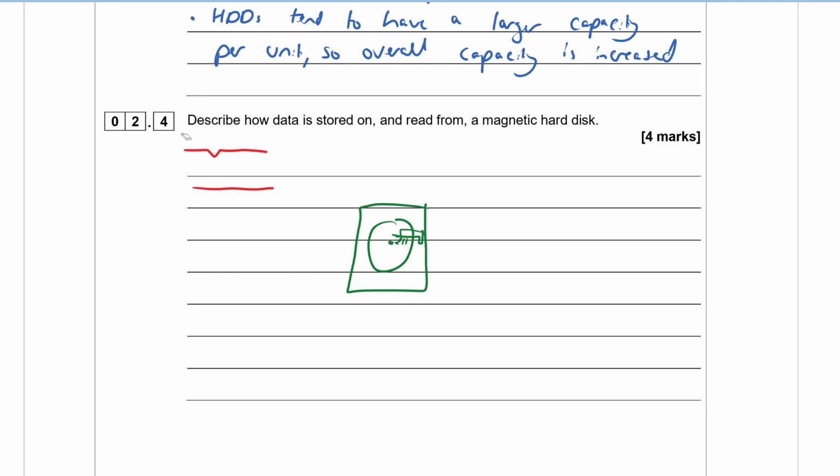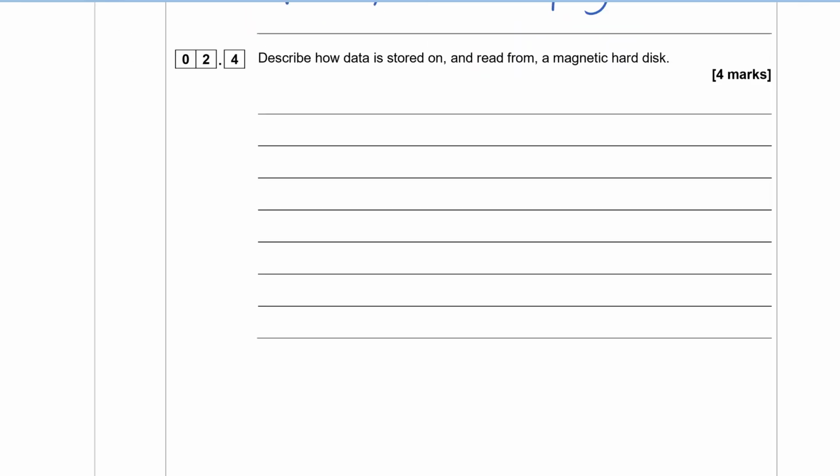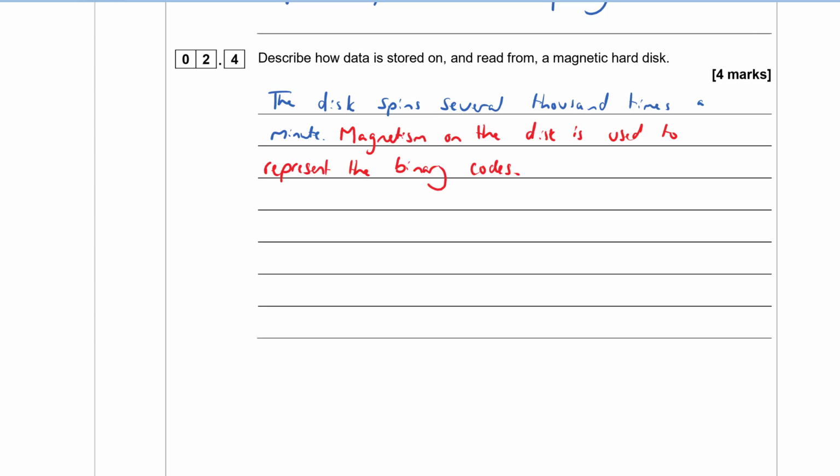So let's think about how we're going to structure this in a proper written answer. Let's start with the idea that the disk is moving. So let's say the disk spins several thousand times a minute, and let's say magnetism on the disk is used to represent the binary codes. The disk, by the way, is also called a platter. So if you hear about platters, that's just another word for the disk. And disk is spelled with a K when it's magnetic, and with a C if it is optical, which is a slightly weird thing.